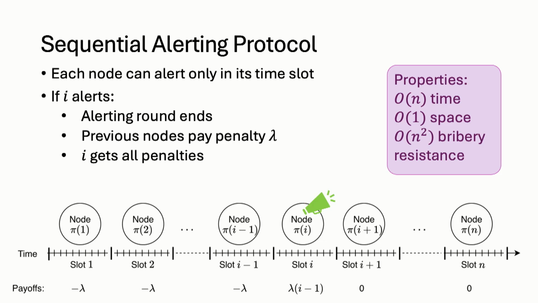So what this protocol gives us is that it works in linear time because we have to wait for all the slots to pass. But in exchange, we get constant space on the blockchain, because we either get 0 alerts, which is OK, or we get at most 1 alert. And again, we reach the quadratic bribery resistance that we aimed for.